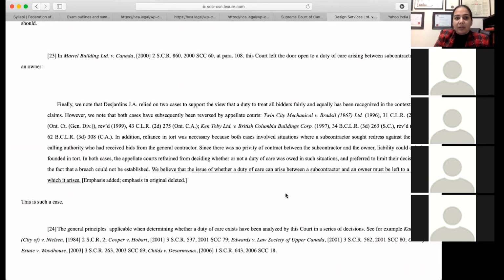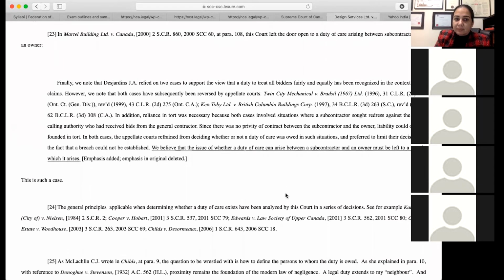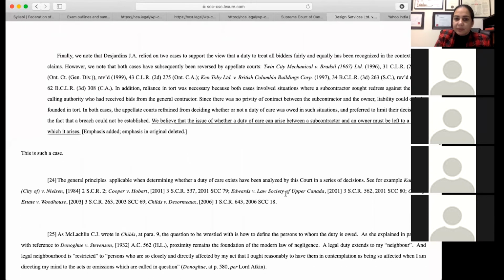In Martel Building Limited v. Canada, this court left the door open to a duty of care arising between subcontractors and an owner. Finally, we note that Desjardins J.A. relied on two cases to support the view that a duty to treat all bidders fairly and equally had been recognized in the context of tort claims. However, we note that both cases have subsequently been reversed by appellate courts. Twin City Mechanical v. Bradsill.